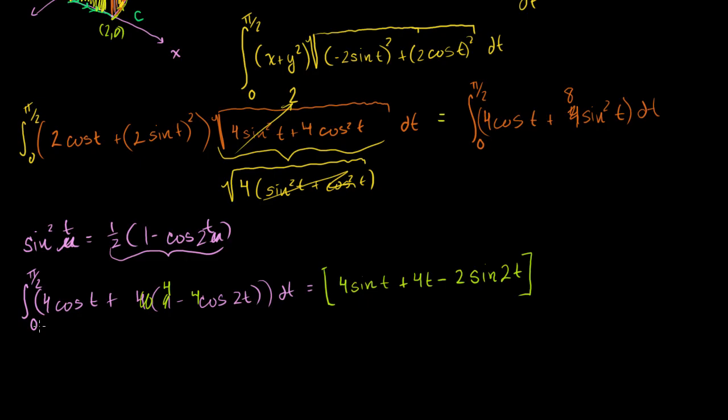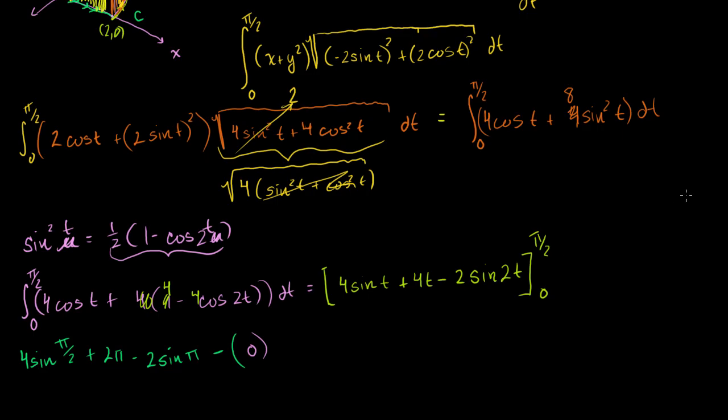Now we evaluate it from 0 to pi over 2. And what do we get? We get 4 sine of pi over 2, plus 4 times pi over 2, that's just 2 pi, minus 2 sine of 2 times pi over 2, sine of pi. And then all of this evaluated at 0. And that's actually pretty straightforward, because sine of 0 is 0. 4 times 0 is 0. And sine of 2 times 0 is also 0. So the zeros work out nicely.